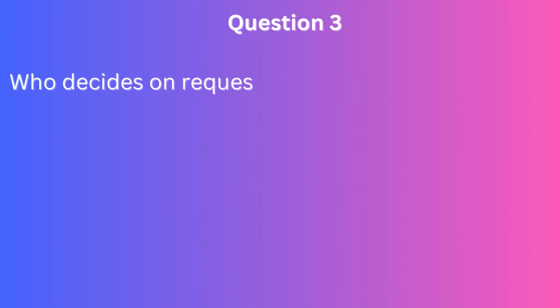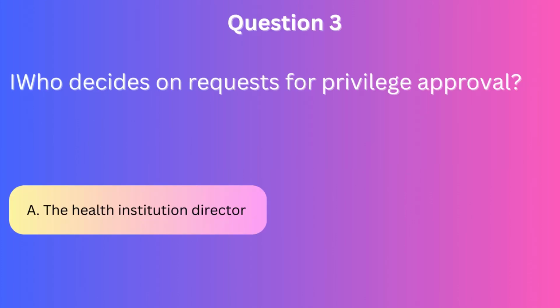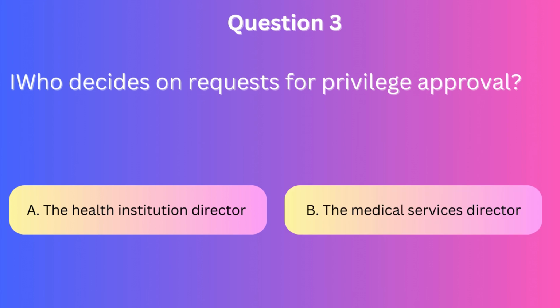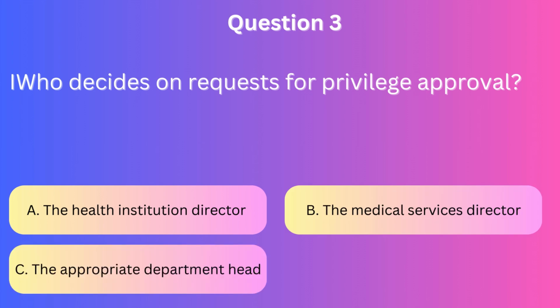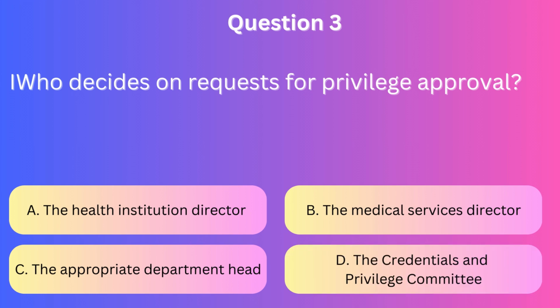3. Who decides on requests for privilege approval? A. The health institution director. B. The medical services director. C. The appropriate department head. D. The Credentials and Privilege Committee.